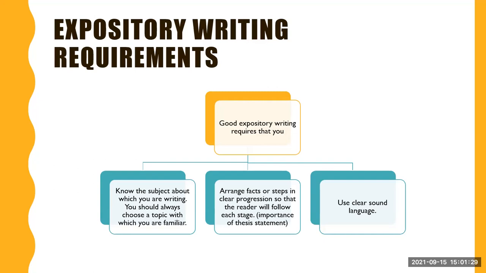All right, so when you're writing an expository essay, you need to know about the subject you're going to be discussing, describing, clarifying, informing the reader about. You need to know what you are going to be discussing. And that makes sense, right? Because that will influence the amount of facts that you are able to include.